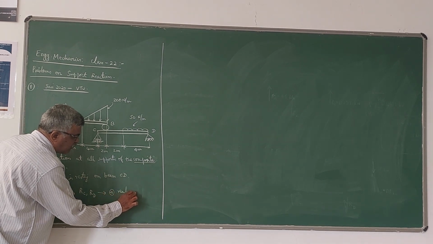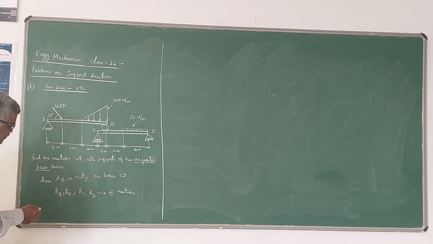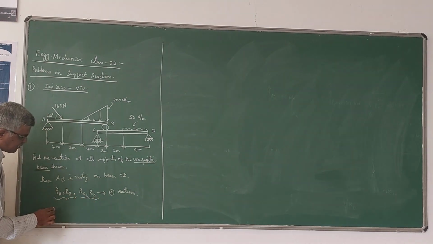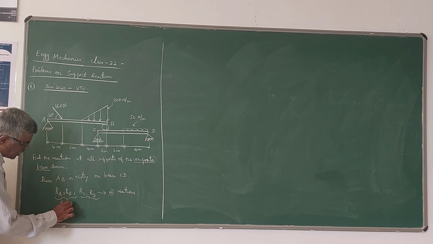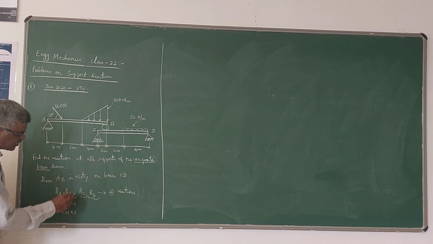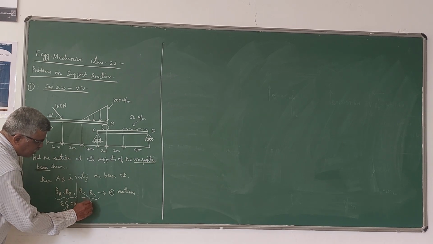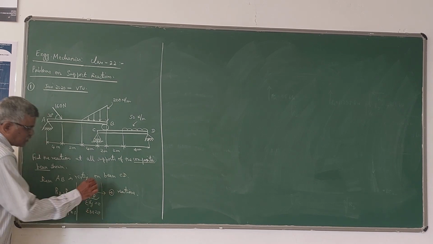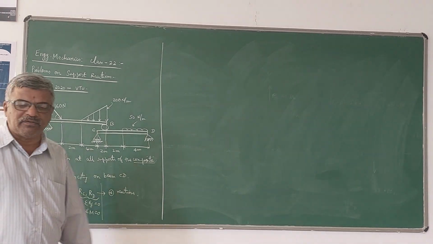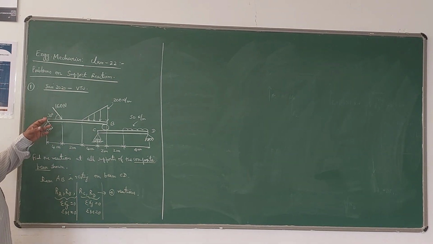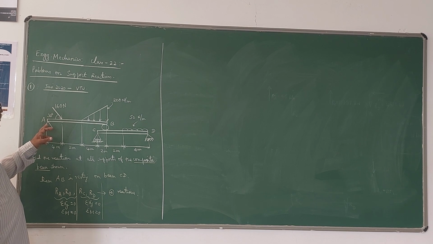Of course, these 4 reactions you can find out using equilibrium equations for the first beam separately and for the second beam separately. The equilibrium equations we use are sigma Fy = 0 and sigma M = 0 for the first beam AB, and the same for the second beam. So with 2 equations and 2 unknowns, we can easily solve. Here you can observe that you have an inclined load also.